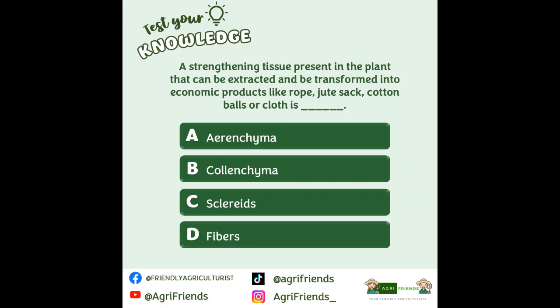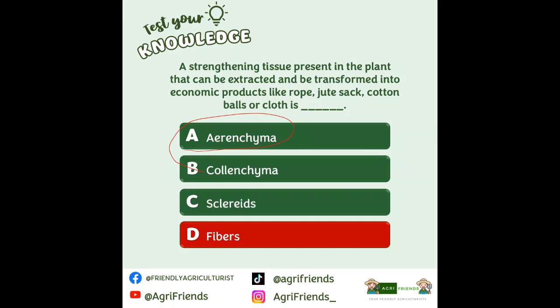A strengthening tissue present in the plant that can be extracted and be transformed into economic products like rope, jute sack, cotton balls, or cotton is A, aerenchyma, B, collenchyma, C, sclereids, or D, fibers. The answer is fibers. Aerenchyma are modified parenchymatous cells or tissues made up of interconnected air chambers. So they have enlarged gas spaces and they are found in plants exposed to flooded conditions or in hydrophytes or water-loving plants. So this functions for gas exchange and buoyancy.